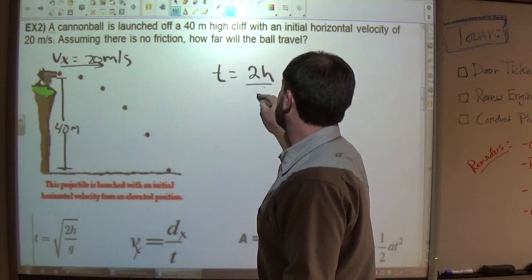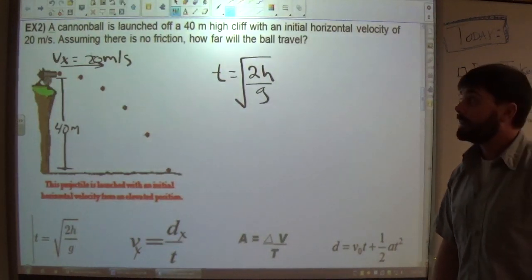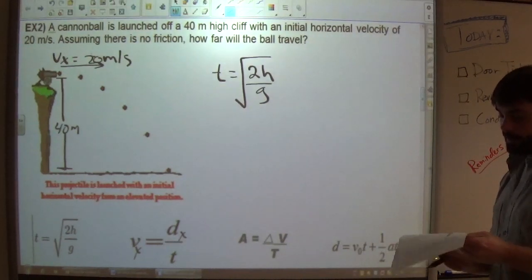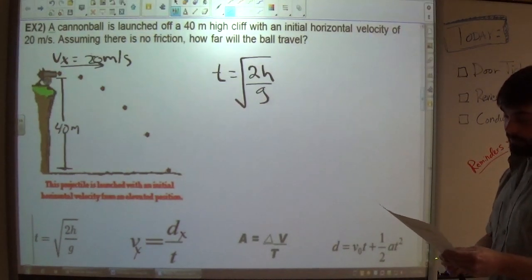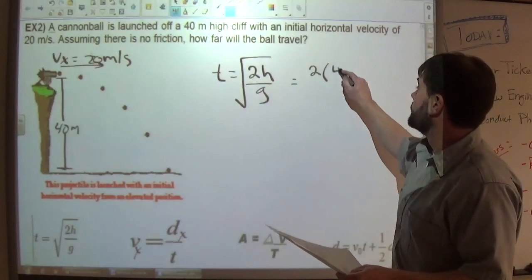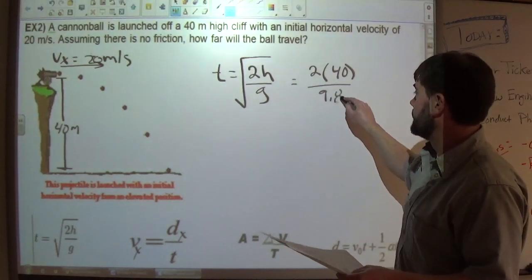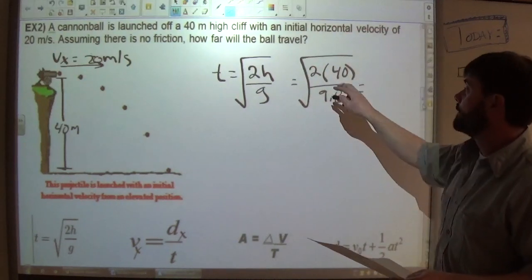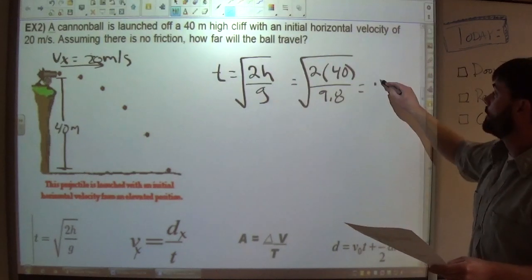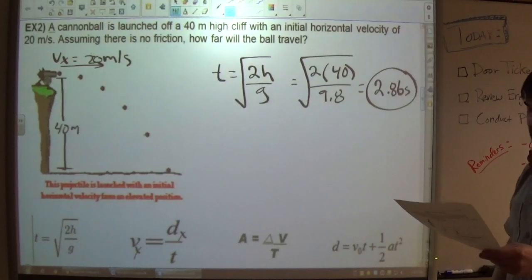The equation that we have for time has variables of height and g, the acceleration of gravity, which we all know. So in this situation, I'm going to plug in the variables that we've got. For the object falling from 40 meters, I'm going to do 2 times 40 divided by 9.8. If I plug this in, 2 times 40 is 80. If I divide that by 9.8 and take the square root of it, it gives me 2.86 seconds. So that's the time it takes to hit the ground.